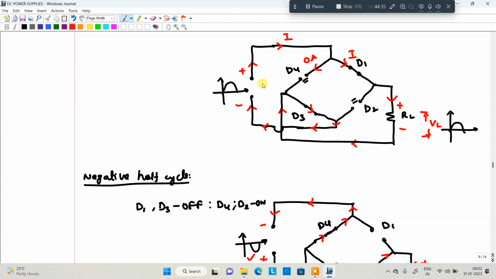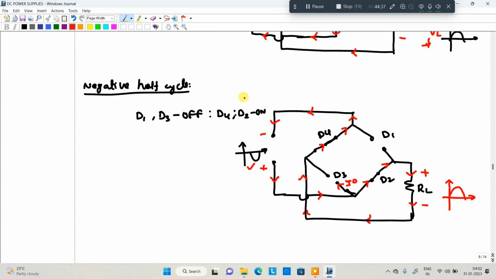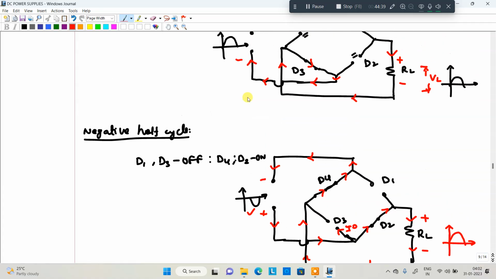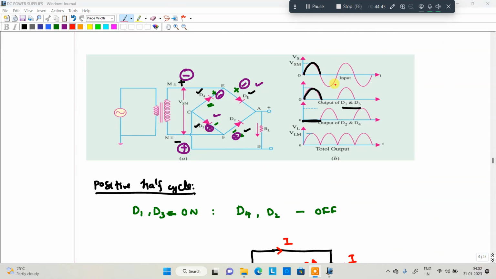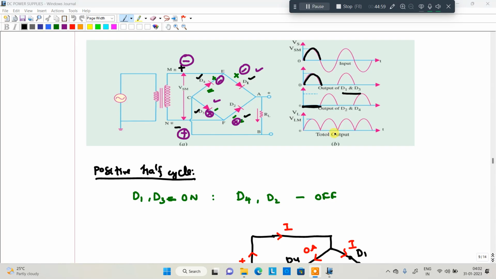This is about the negative half cycle for the full wave rectifier. Look at the waveform here. The negative half cycle, this is the waveform we have. Output is present for D2 and D4. Here the output is 0. I combine both, and I will get the output of the full wave rectifier. This is the actual output we have.